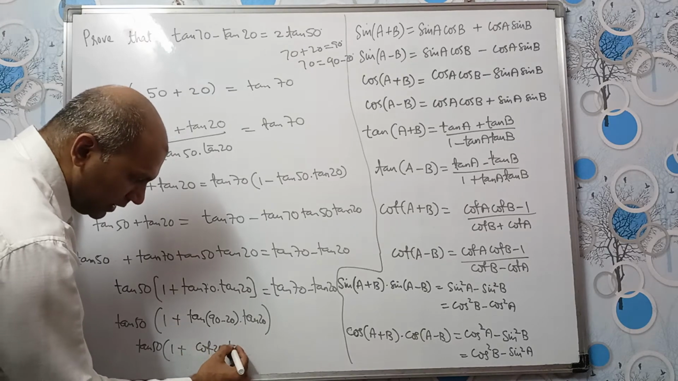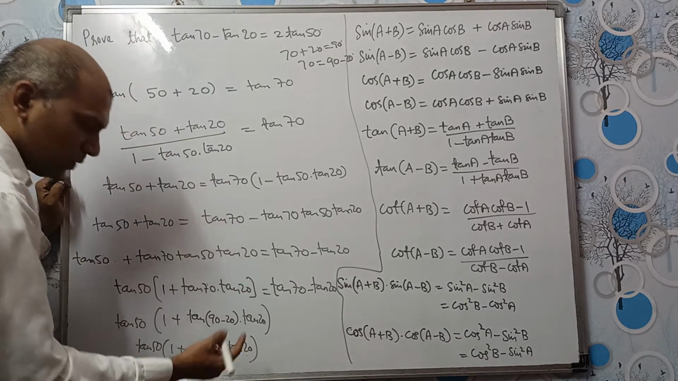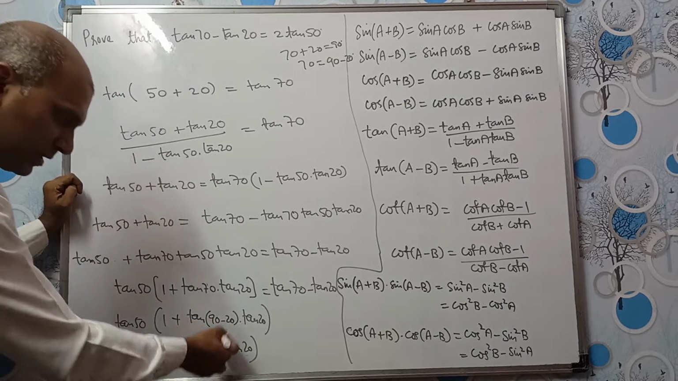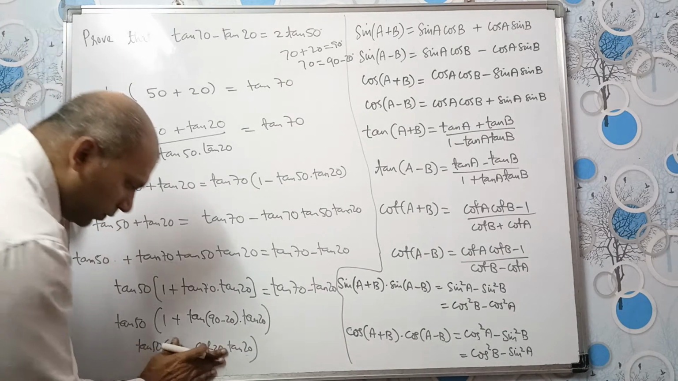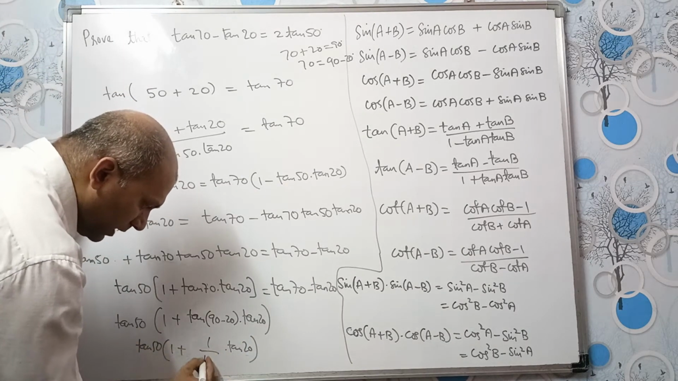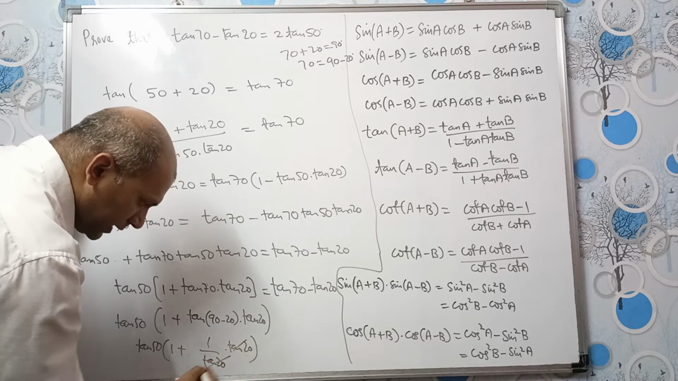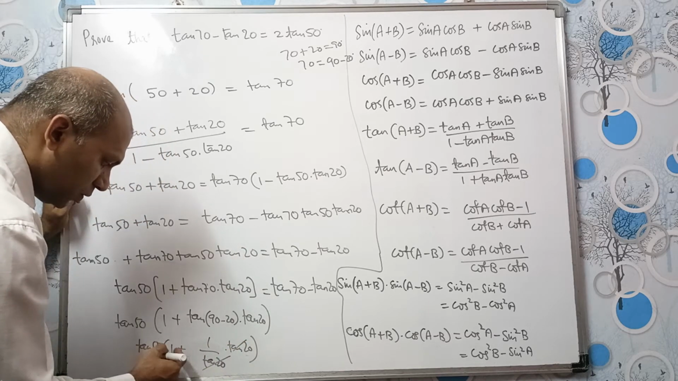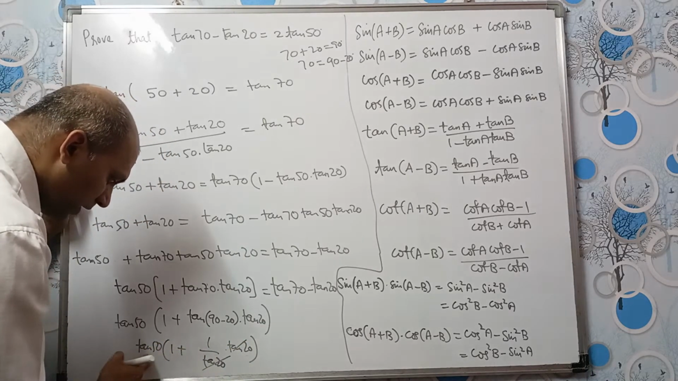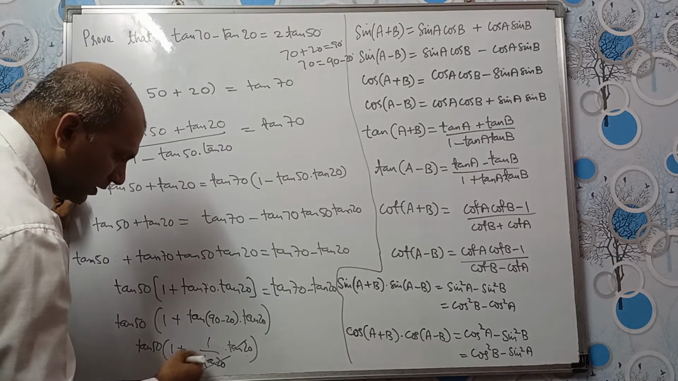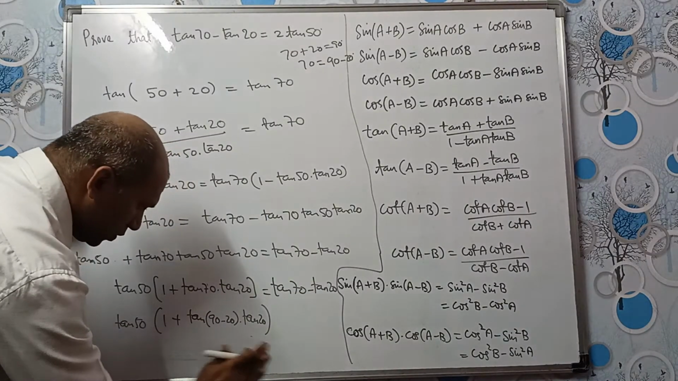So cot 20 multiplied by tan 20. These two are reciprocal functions, right? Which means this will be equal to 1. Or we can write cot as 1 by tan 20, right? So tan 20 cancels. This will be 1 plus 1, 2. So it will be 2 multiplied by tan 50. So we'll have 2 tan 50.